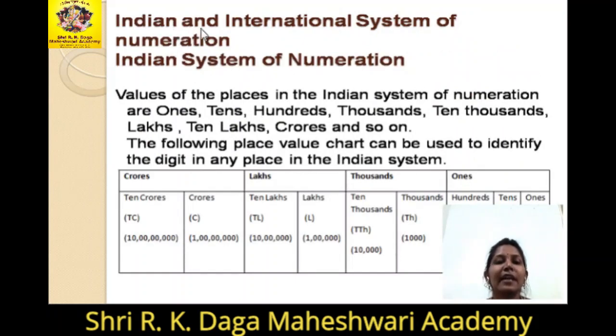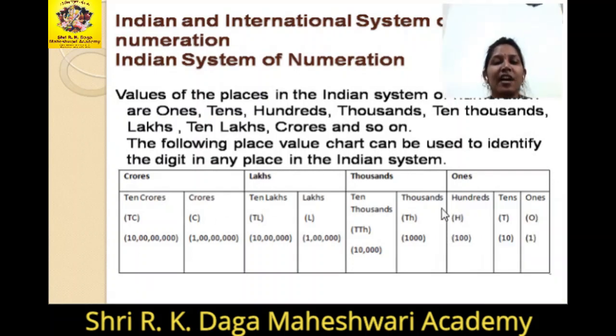Next topic is Indian and International System of Numeration. First is Indian System of Numeration. Values of the places in the Indian System of Numeration are ones, tens, hundreds, thousands, 10,000s, lakhs, 10 lakhs, crores and so on. The following place value chart can be used to identify the digit in any place in Indian system.